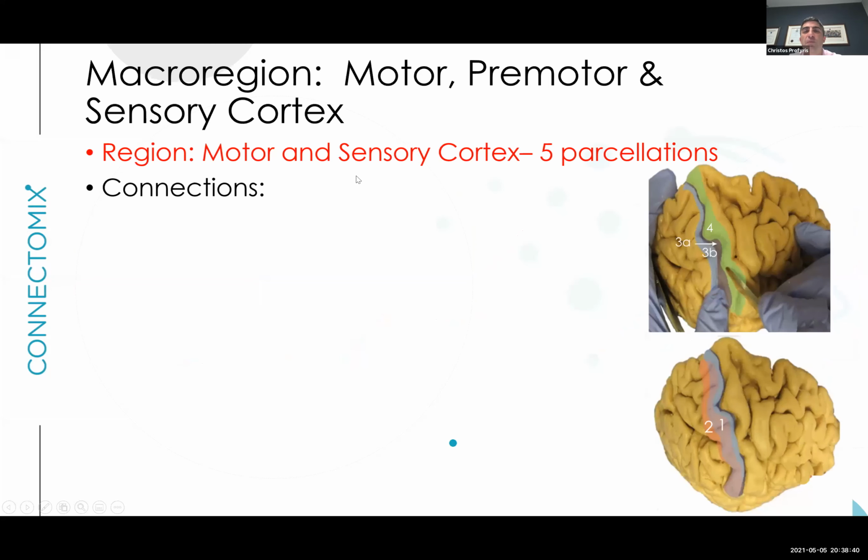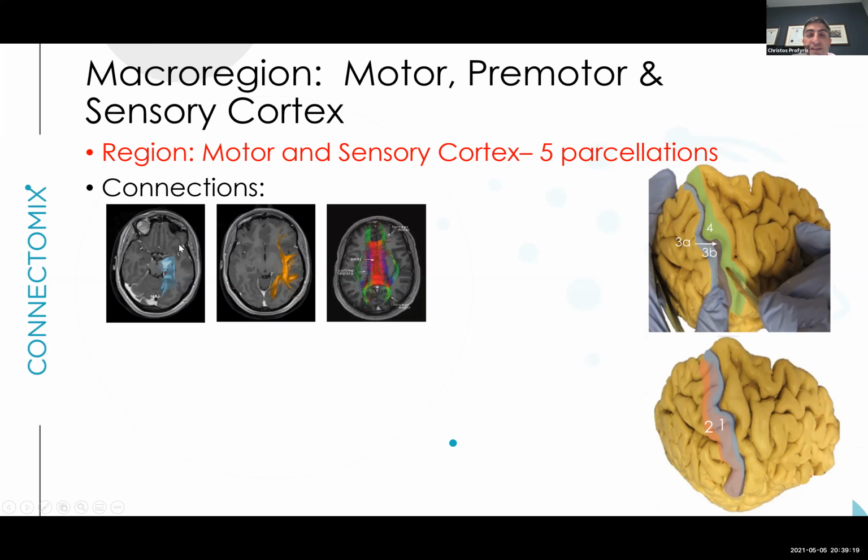Our primary motor and sensory cortex areas have 5 parcellations: 4, the motor area, then 3A, 3B, 1, 2, the sensory areas that I'm sure we all know about. We can see that 4 actually takes up only the posterior half of the precentral gyrus and not the entire half, because that's taken up by premotor cortex. It also sinks deep into the central sulcus. 3A is almost a parcellation entirely within the central sulcus. So again, it just shows that the organization of the brain doesn't really care what's a sulcus and what's a gyrus.